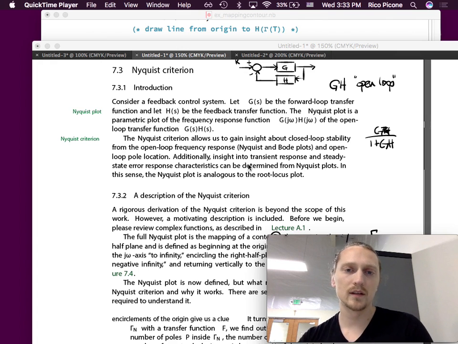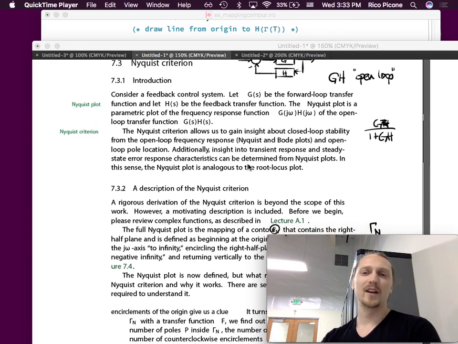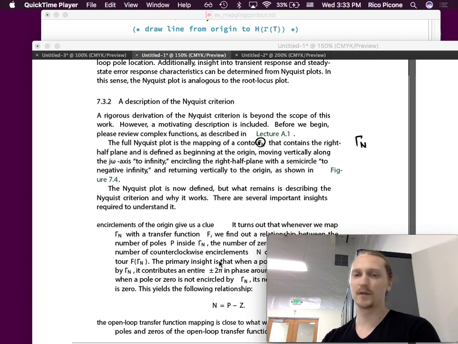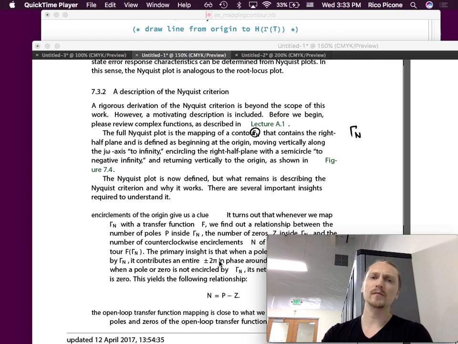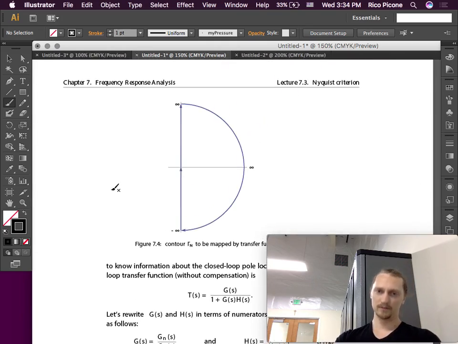Now, after having understood the appendix on complex analysis, we're ready to get into the Nyquist criterion a little bit deeper. The full Nyquist plot is the mapping of a contour gamma n that contains the right half plane and is defined as beginning at the origin, moving vertically along the j omega axis to infinity, encircling the right half plane with a semicircle to negative infinity, and returning vertically to the origin as shown in figure 7.4, which is right here.